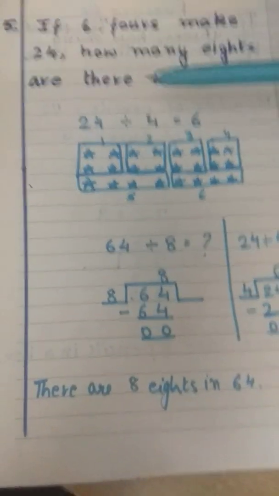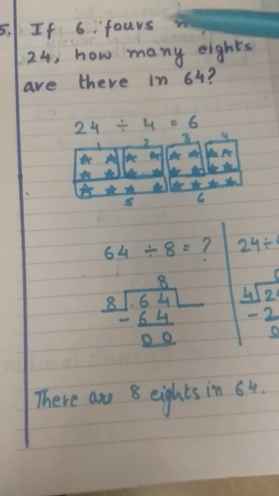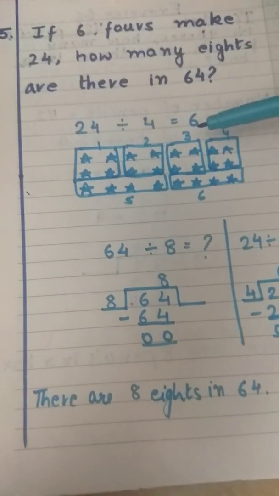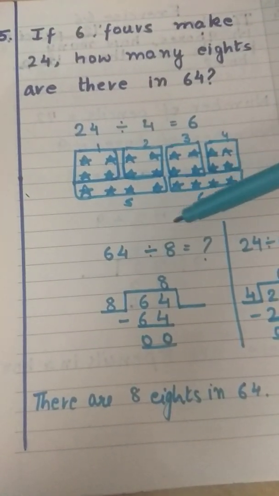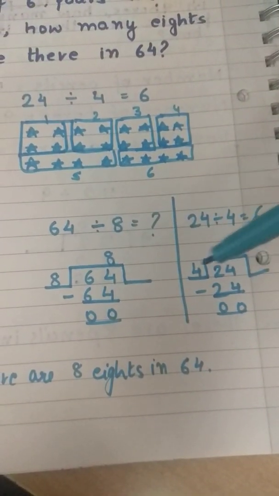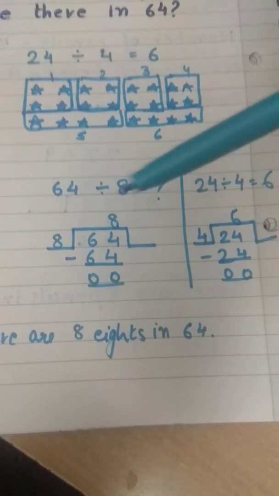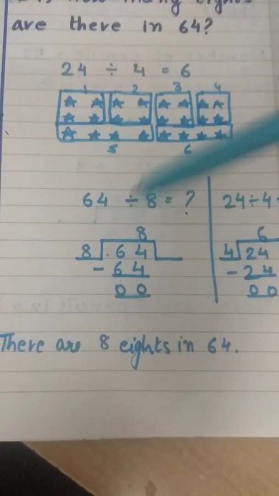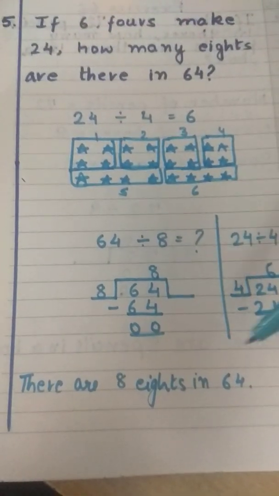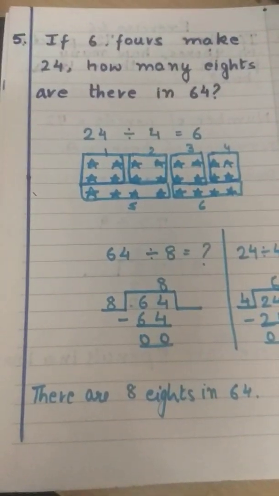Again, I'll go through this. If 6 4s make 24, that is 24 is divided into groups of 4, you will get 6. Then if 64 is divided into groups of 8, how many groups will you get? We get 8 groups. There are 8 8s in 64. That is 8 groups of 8 can be made in 64 items.